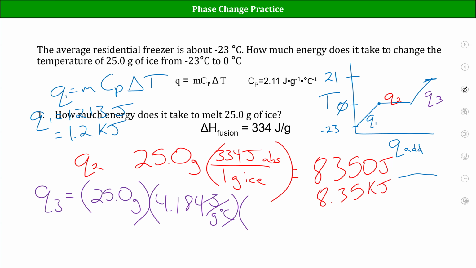And what's delta T? 21. We started at 0 and we're ending at 21 degrees. If we were taking this all the way to boiling, we'd be going from 0 to 100, so then delta T would be 100. 77.7. In kilojoules, that gives us 2.2, right?